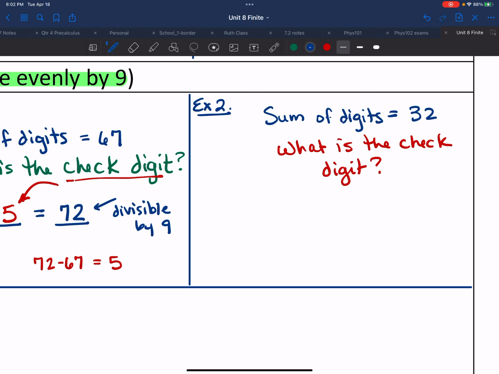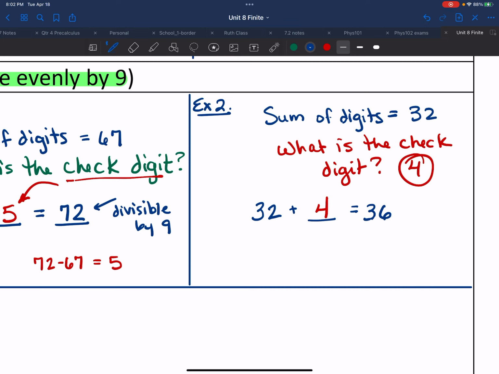All right, so I take a look at the sum, which is 32, and I know that the one below that that's divisible by 9 is 27. So then I look to see what's up above it, and that's going to be 36. Okay, so I need to get it to 36. If I subtract 32 from 36, I get the answer of 4. So the check digit is going to be the number 4. Hopefully you did well on that one.